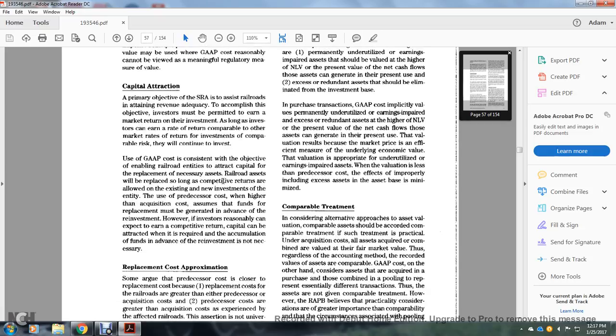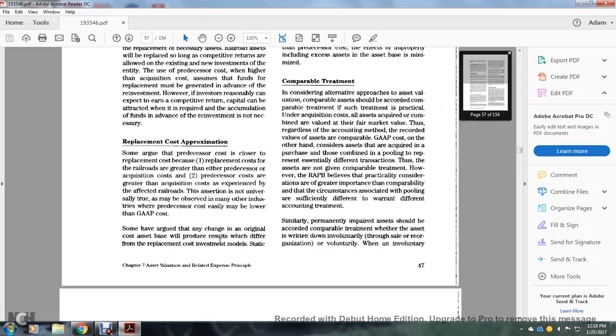Use of the government accounting auditing principle costs is consistent with the objective of enabling railroads to attract the capital needed for the replacement of necessary assets. The railroad assets will be replaced, given the competitive returns allowed on existing and new investments, using the predecessor cost for the higher acquisition costs assumed for the funds replacement and the generated advance for investment. However, the investors reasonably expect to earn the competitive return, with the capital return attractive, as required for the accumulation of the funded advance for the reinvestment, and not necessarily.